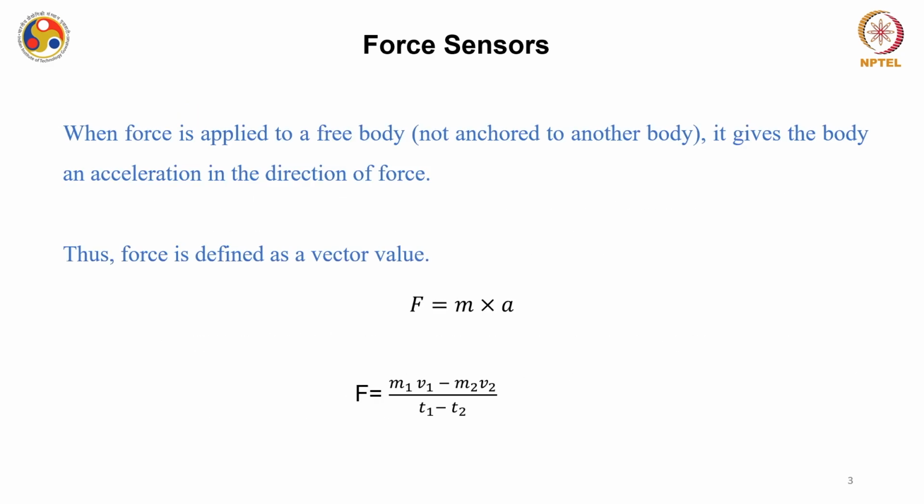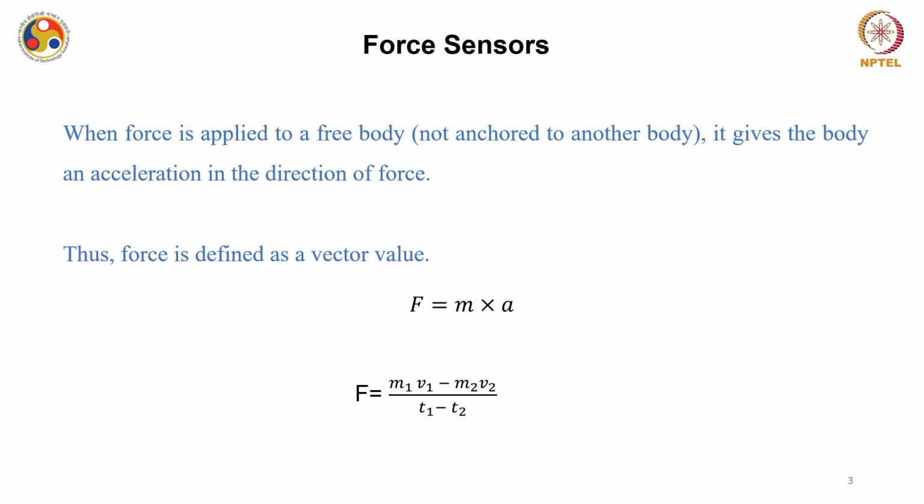So, when force is applied to a free body, of course, this body is not anchored to any particular fixed position or to another body. It gives the body an acceleration in the direction of the force. Therefore, force is considered a vector quantity, and mathematically this force can be given as mass into acceleration, right.